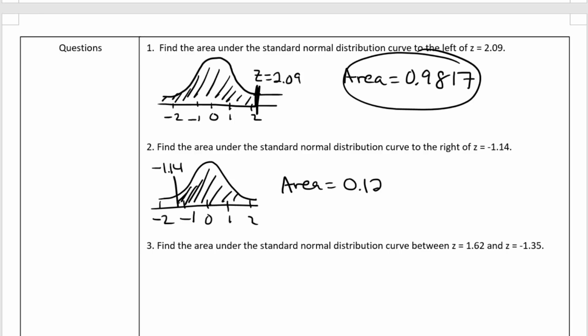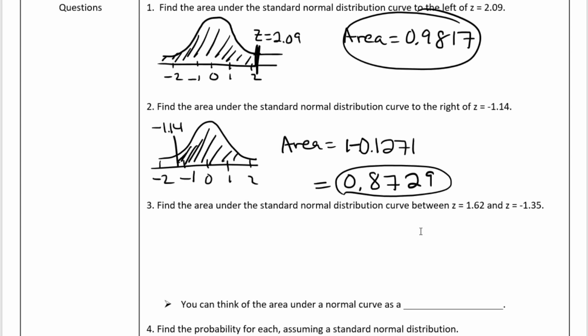And then we've got to subtract 1 from it, right? So we've got to do 1 minus 0.1271. And that will give us 0.8729, if I did that math correctly.